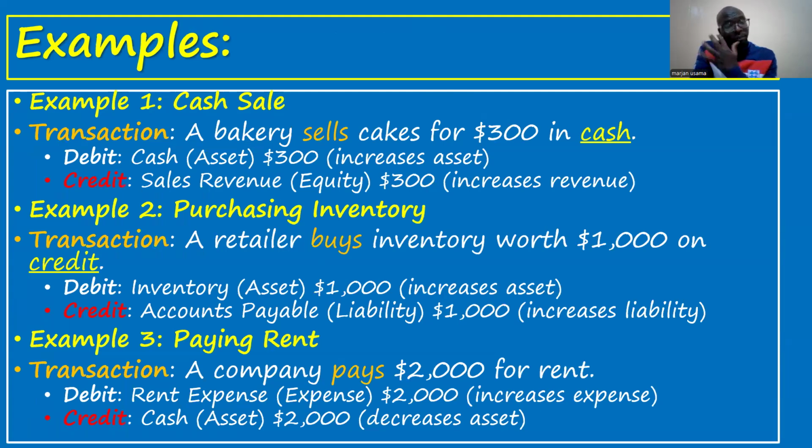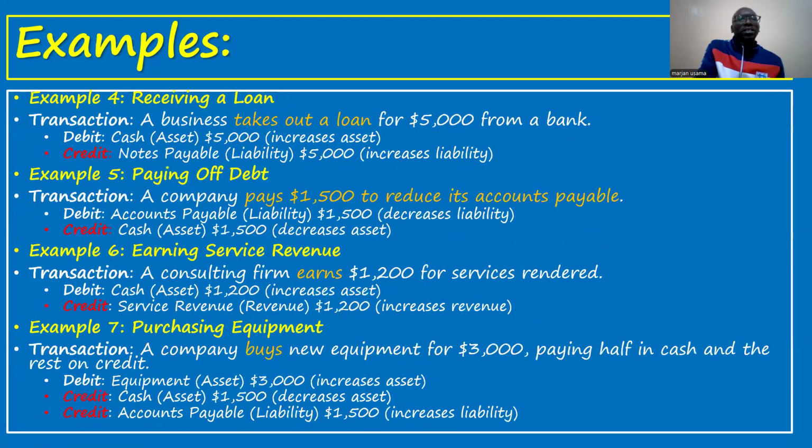So these are all the examples. During your free time, you'll pass through these examples. So we have a cash sale. What happens when, for example, you sell something and they pay you by cash? What happens when you buy, purchasing, inventory? How do you record it? What happens when you pay rent? When you pay rent, how do you record it?